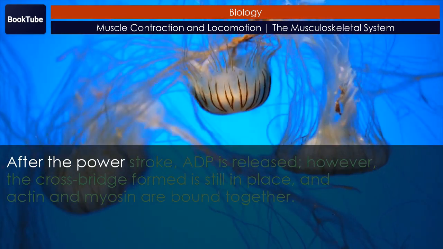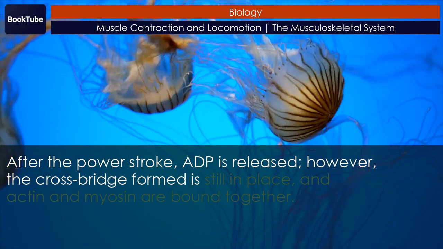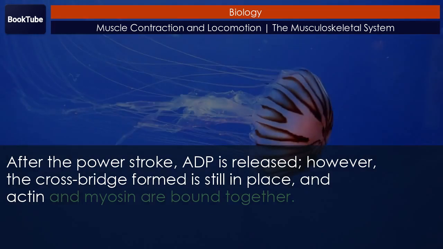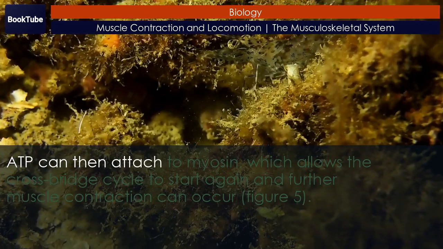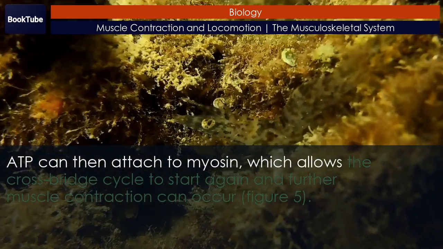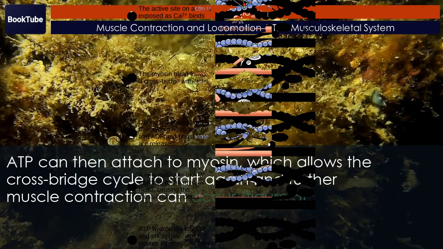After the power stroke, ADP is released. However, the cross bridge formed is still in place. Actin and myosin are bound together. ATP can then attach to myosin, which allows the cross-bridge cycle to start again and further muscle contraction can occur.